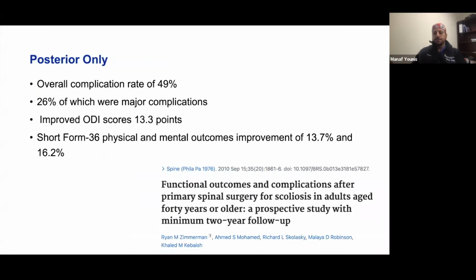Next, please. Zimmerman et al. reported on a total of 35 patients with adult scoliosis. 16 of them received only posterior spinal fusion. A complication rate of 49% was reported at 2 years of follow-up, 26 of which were major complications. The study reported statistically significant improvement in ODI, and Short Form 36 physical and mental outcomes showed improvement of 13.7% and 16.2% preoperatively to postoperatively.